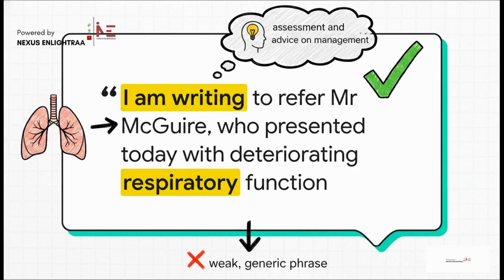One of the biggest mistakes candidates make, and please never do this because it will instantly kill your score, is using that weak generic phrase, "I am writing to refer this patient to you." Assessors absolutely hate that phrase. You must instantly clarify the medical purpose. Tell them the main diagnosis or symptom and the exact action you need them to take right there in the opening lines.